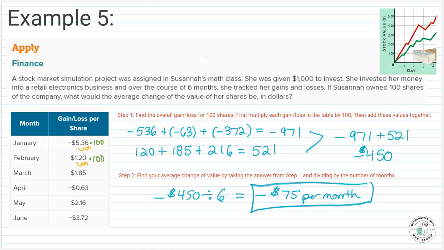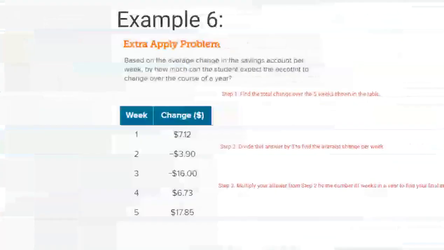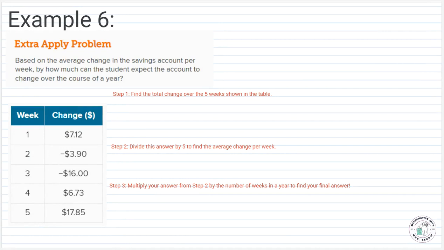Okay, so we're going to take a look at one more example in this video. This one says, based on the average change in the savings account per week, by how much can the student expect the account to change over the course of a year? Our first step is to find the total change over the 5 weeks shown in the table. I'm going to add all my positive values together, add the 2 negatives together, and then combine those 2 at the end to figure out that total change.